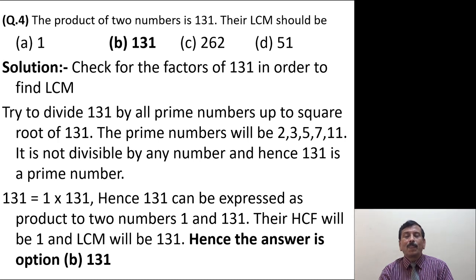Next. Product of two numbers is 131. Find the LCM. We realize that 131 is not divisible by any prime number prior to it. So 131 is prime. Naturally, any prime number has two factors, 1 and the prime number itself. So 1 into 131 is the factorization of the prime number 131. Out of that, 1 happens to be the HCF, 131 happens to be LCM.